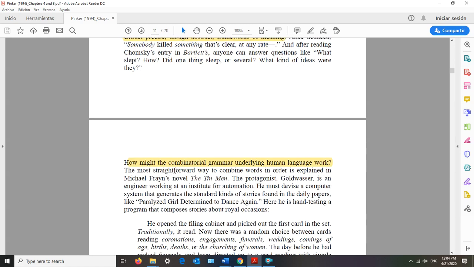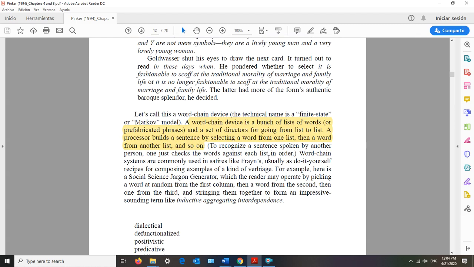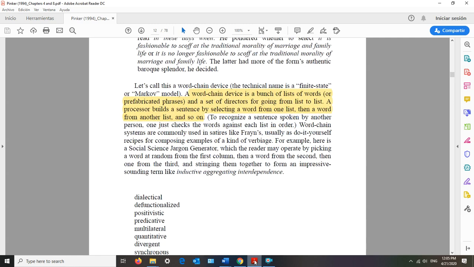So then the question is, how might the combinatorial grammar underlying human language work? And he says that it was postulated that this combinatorial system that underlies human language is like a word chain device. And he defines what a word chain device is: a bunch of lists of words or prefabricated phrases and a set of directors for going from list to list. A processor builds a sentence by selecting a word from one list, then a word from another list, and so on.